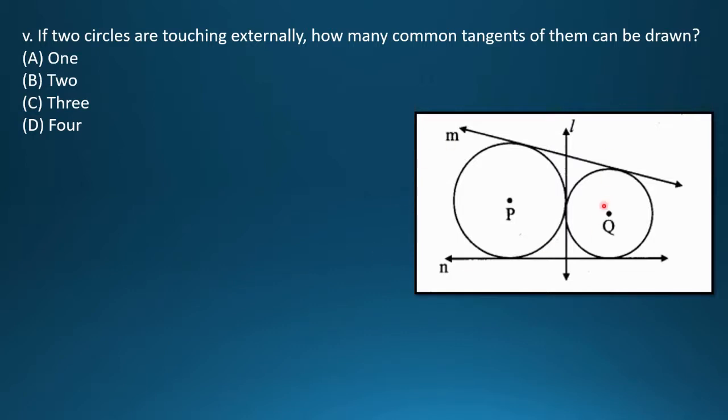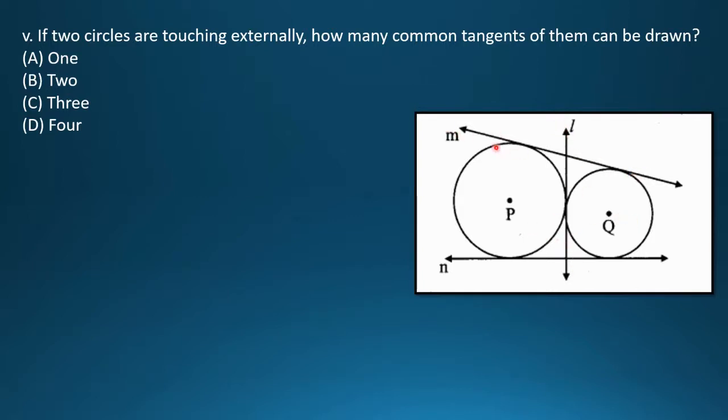So if you look at this diagram, two circles are touching externally. If you see, these are all the possible tangents that you can draw which will be common to both of the circles. So I can draw one tangent passing through that point which is common to both the circles. So line L is a tangent common to both the circles.